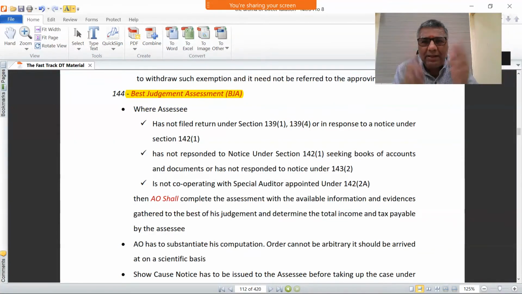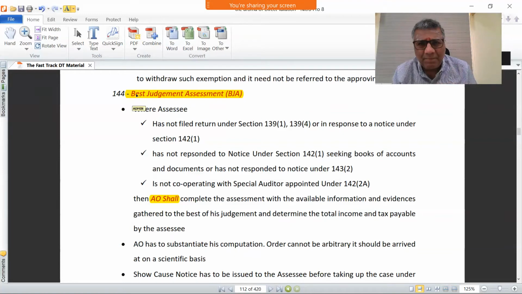The assessee is not cooperating. Can the assessing officer drop the assessment? Sir, the assessee is not cooperating, let's drop the assessment. Then no assessee will cooperate. The assessing officer shall, which means mandatory, complete the assessment under best judgment. Where the assessee is not cooperating, go for BJA, go for best judgment assessment.